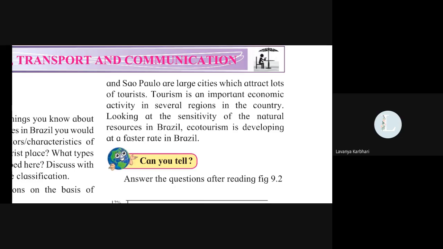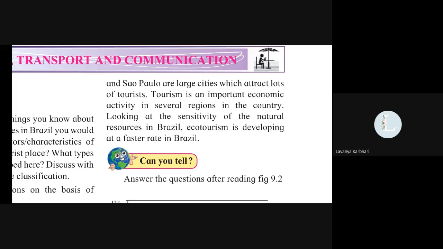So these are the two biggest or large cities in Brazil, and that's why these cities attract a large number of people or tourists to Brazil. Tourism is an important economic activity in several regions in the country. Okay, so tourism is an important part of the economic activity in several regions in Brazil.